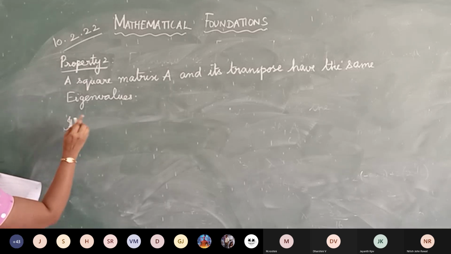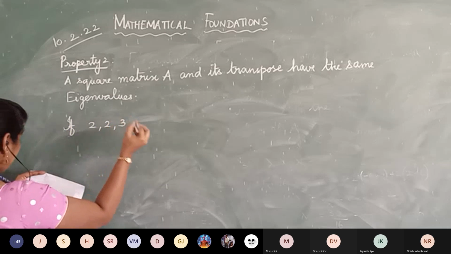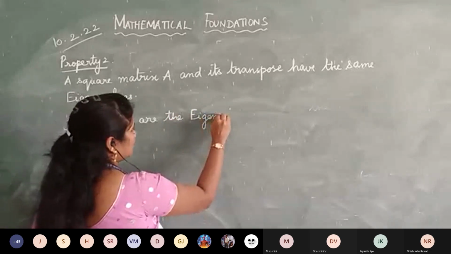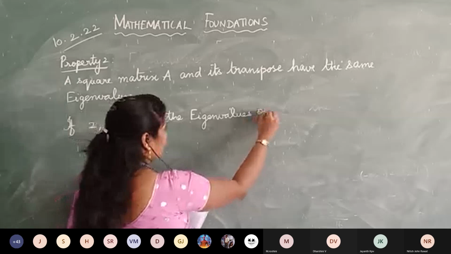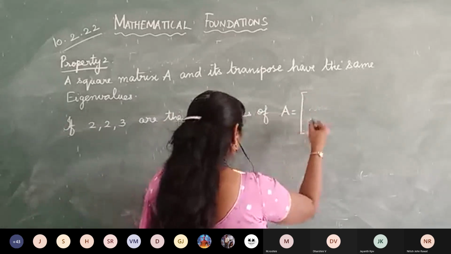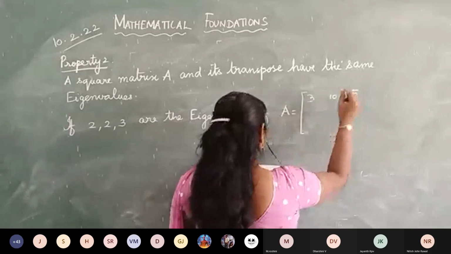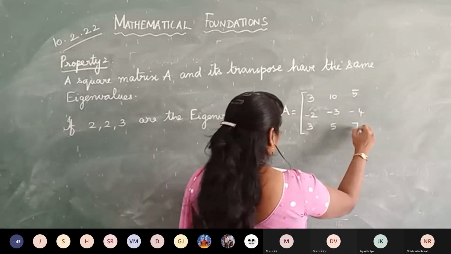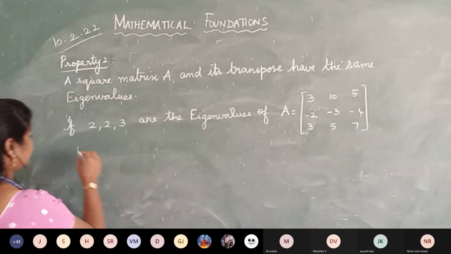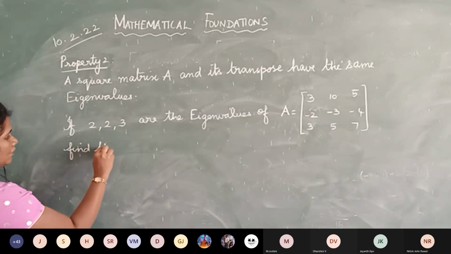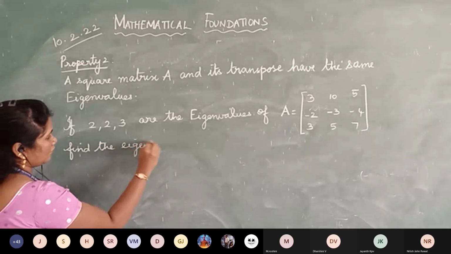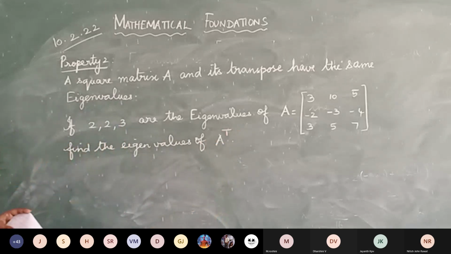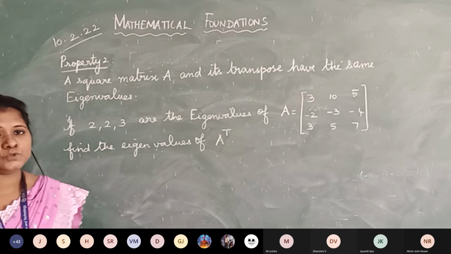If 2, 2, 3 are the eigenvalues of A, where A is the matrix with rows 3, 10, 5; -2, -3, -4; 3, 5, and 7. Find the eigenvalues of A transpose.